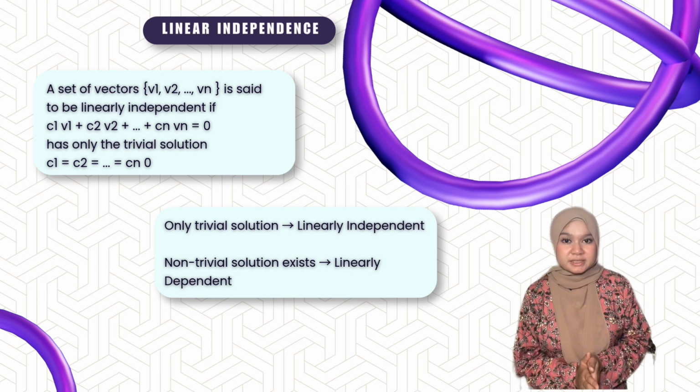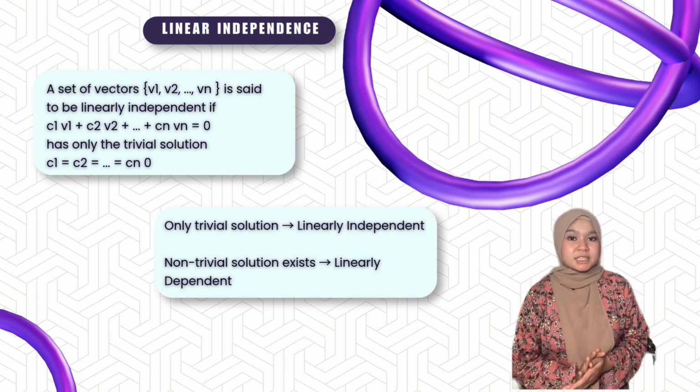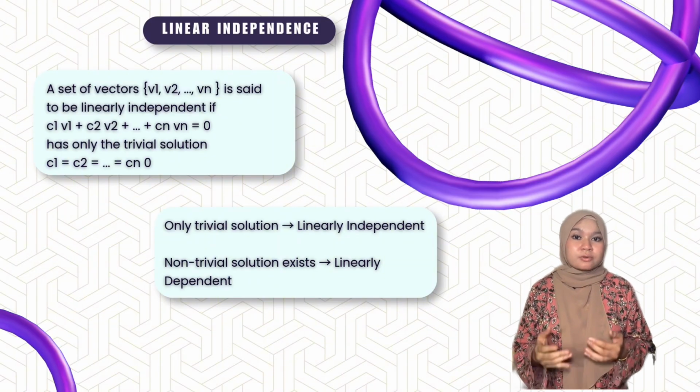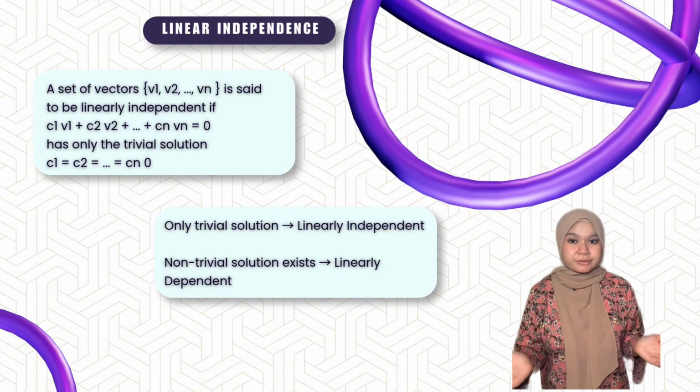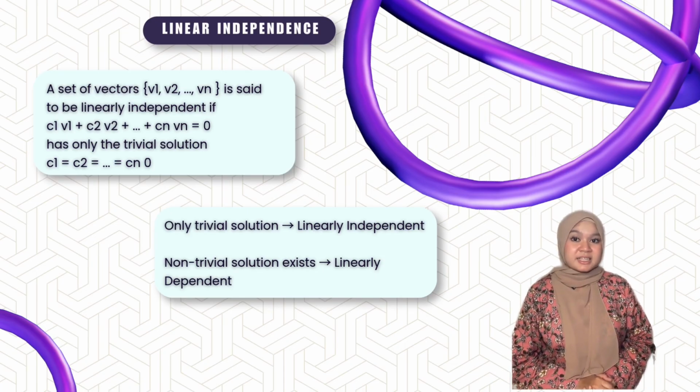A set of vectors is said to be linearly independent if the equation C1v1 plus C2v2 and so on equal to 0 has only the trivial solution, which means all constants are equal to 0. If there exists a non-zero solution, then the vectors are linearly dependent.